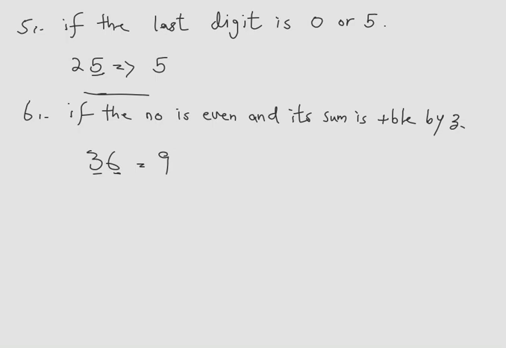I am explaining it again. The rule for 6 is the same as the rule of 3, but we have one additional rule, and that is if the number is even and its sum is divisible by 3, then that number can be divisible by 6.